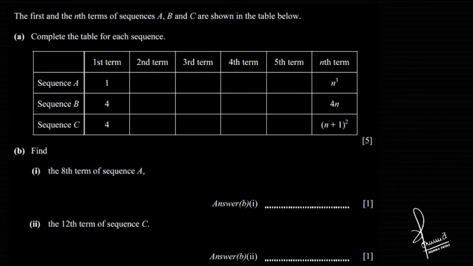Let's have a look at this question. This is the last question before we conclude quadratic and cubic sequences. The first and the nth term of the sequence A, B, C are shown in the table below. So n cube, 4n, n plus 1 whole square. You have to calculate the 8th term and the 12th term.